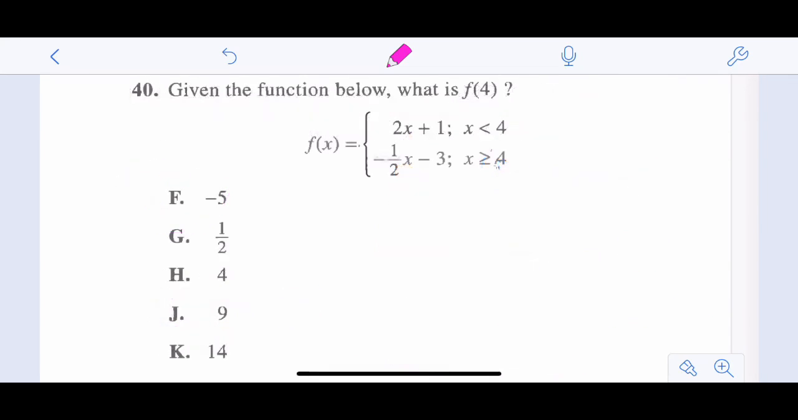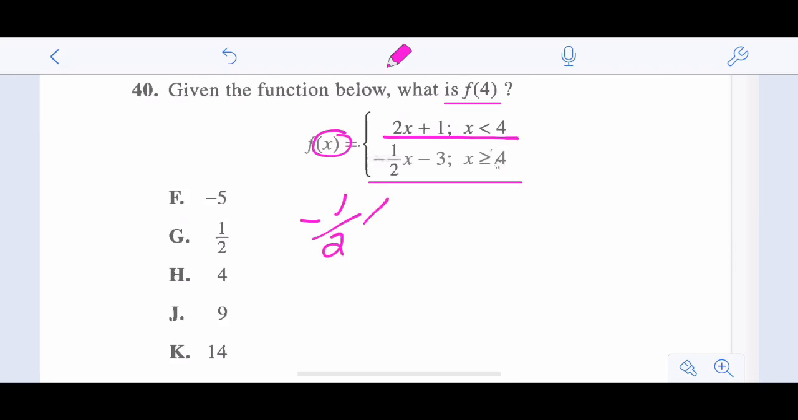Given the function below, what is f of 4? So f of 4, we're going to put it in here. So if x is less than 4, we use this expression. If it's greater than or equal to 4, we use this one. So negative 1/2 of 4 minus 3. That means this is going to be negative 2 minus 3, and that equals negative 5.